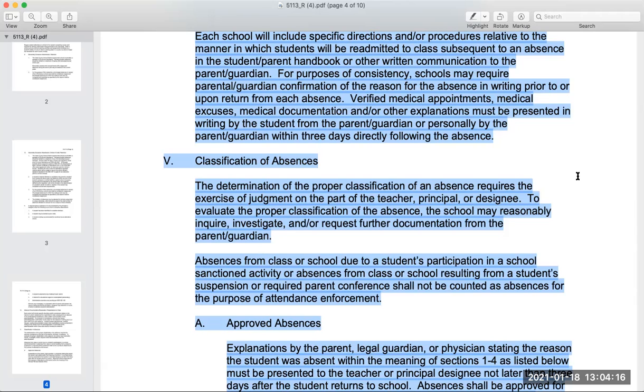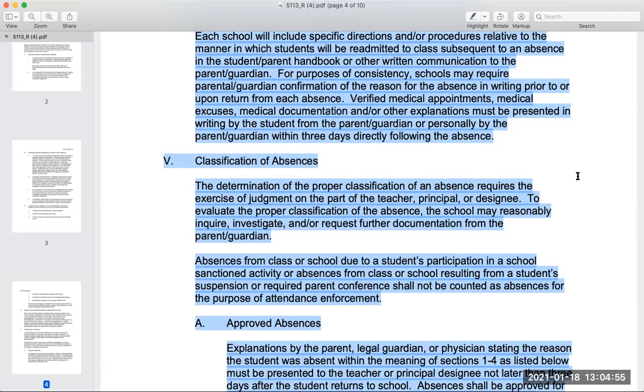V. Classification of absences. The determination of the proper classification of an absence requires the exercise of judgment on the part of the teacher, principal, or designee. To evaluate the proper classification of the absence, the school may reasonably inquire, investigate, and/or request further documentation from the parent guardian. Absences from class or school due to a student's participation in a school-sanctioned activity, or absences from class or school resulting from a student's suspension or required parent conference shall not be counted as absences for the purpose of attendance enforcement. A. Approved absences.